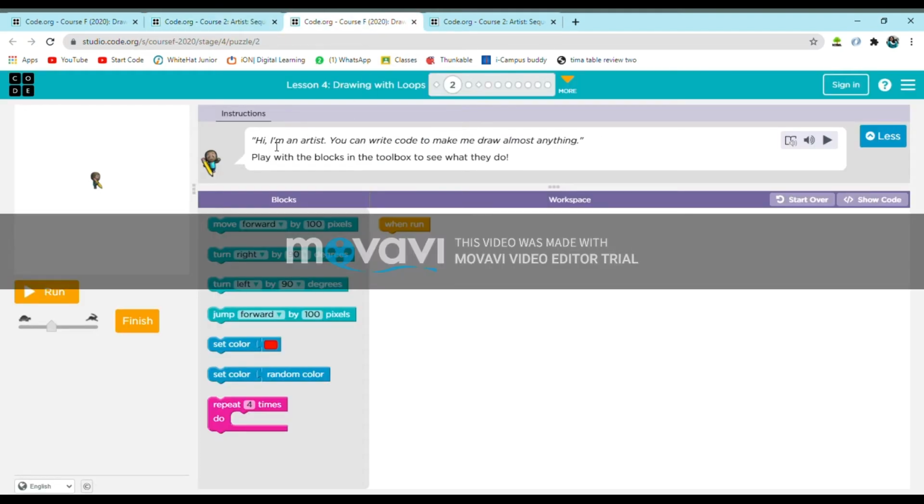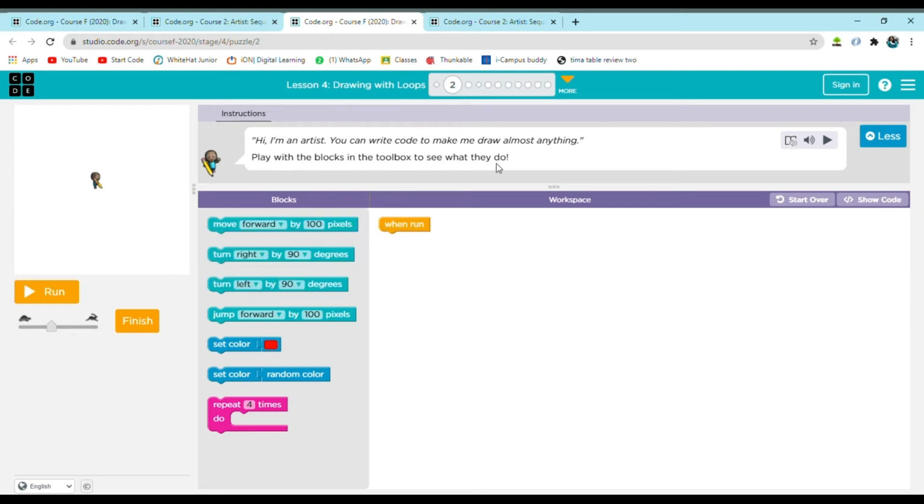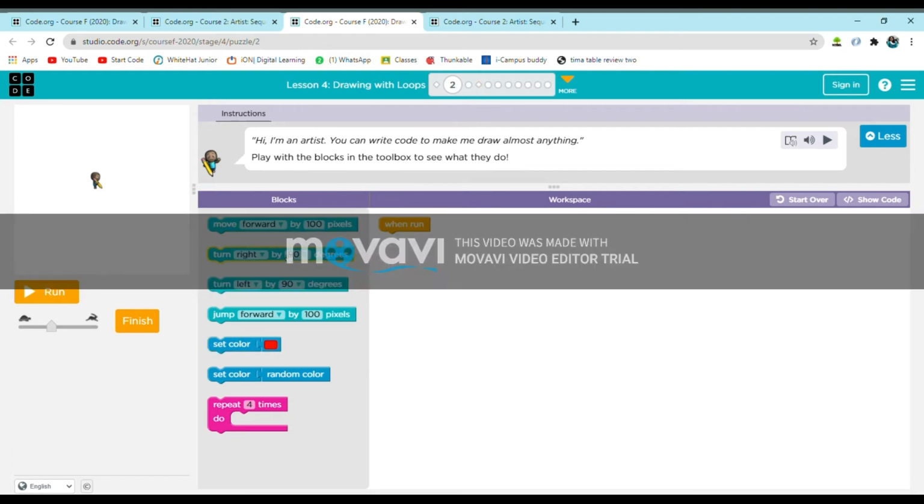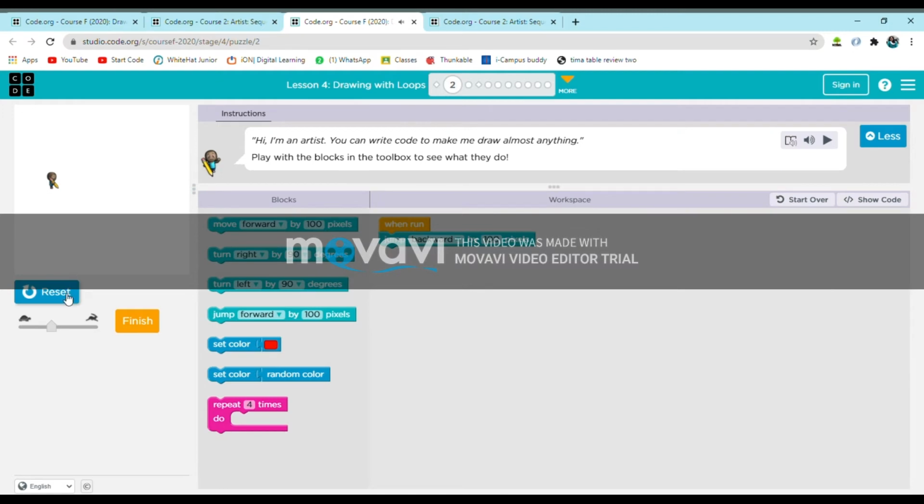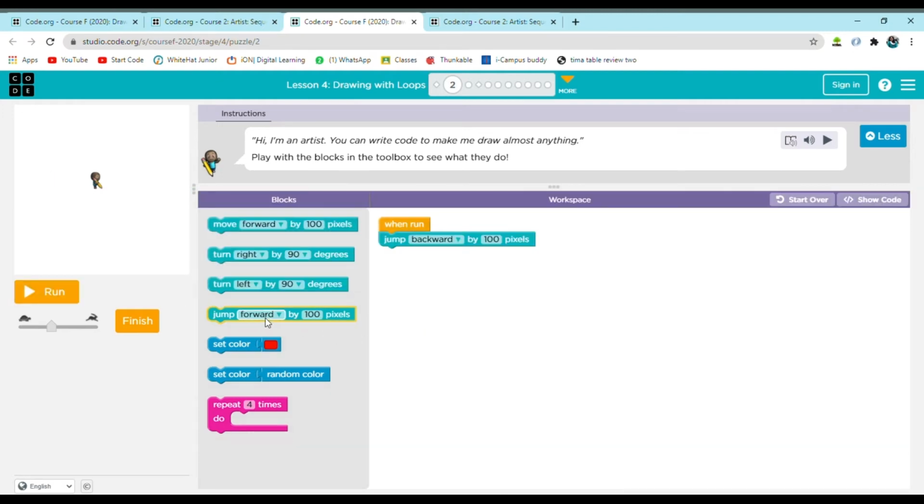The challenge is, hi, I am an artist. You can write code to make me draw almost anything. Play with blocks in the toolbox to see what they do. I want to draw my name's first letter, K. So what I am doing, jump backward by 100 pixels. Now it's here, right?